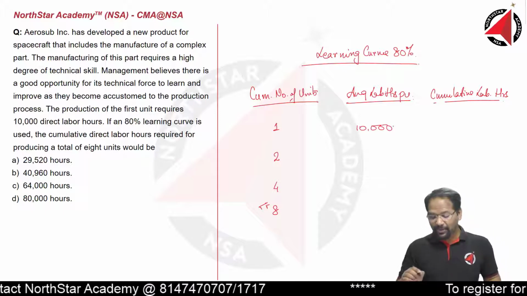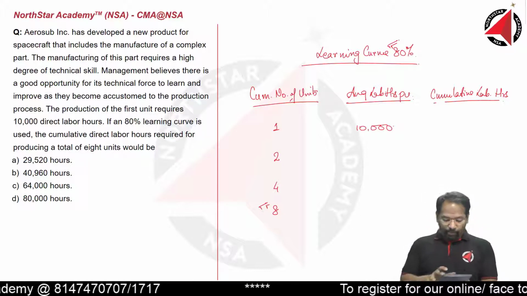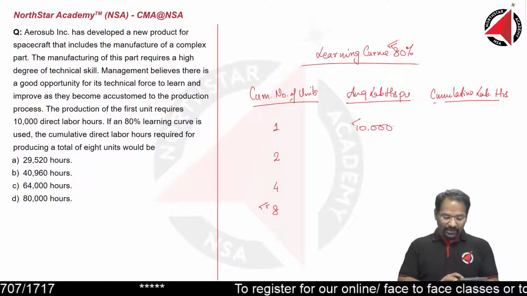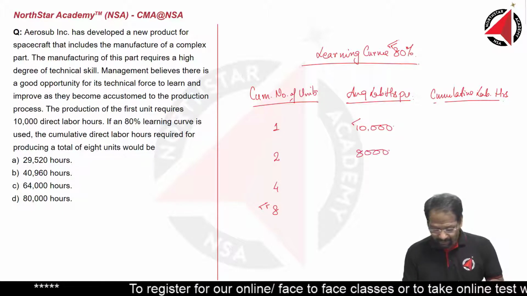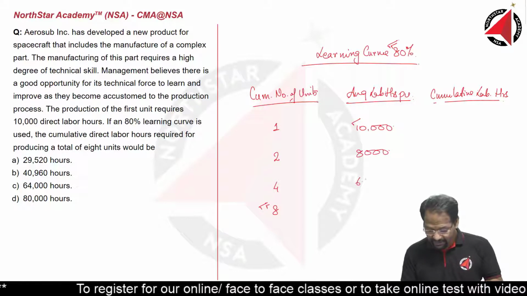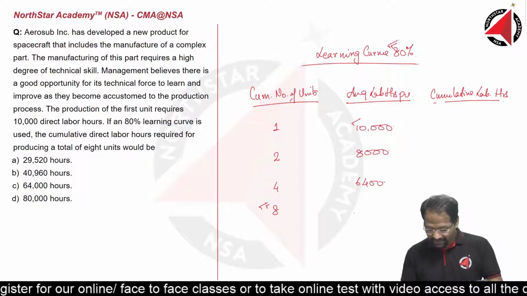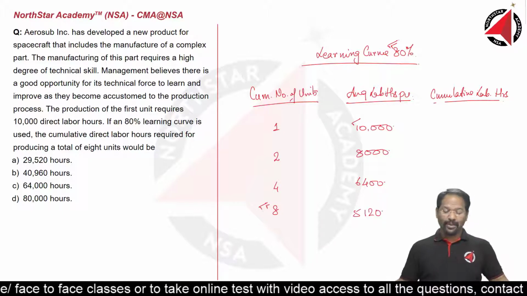Now take up calculator. In calculator, first type the learning curve in decimal. So 0.8. 0.8 into 10,000 equals. So we get 8,000. Press equals once again, 6,400 hours per unit. Press equals once again, 5,120 hours per unit.